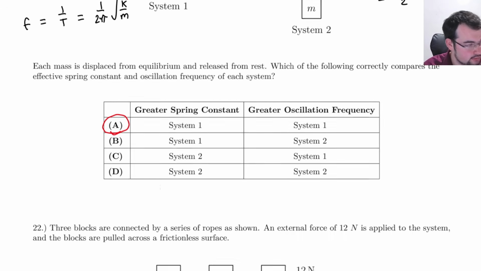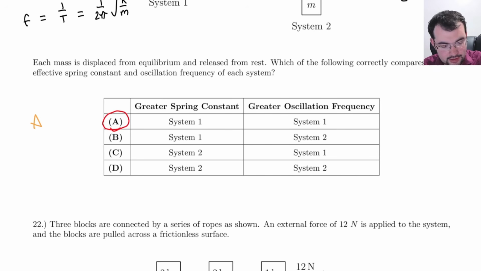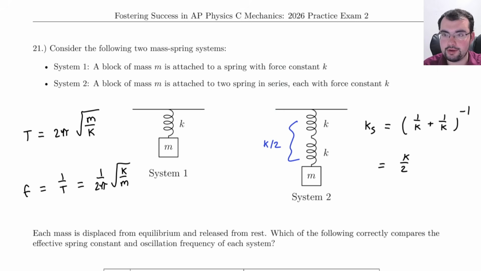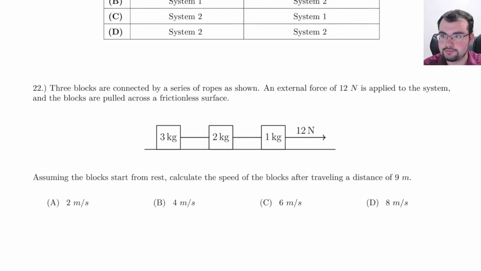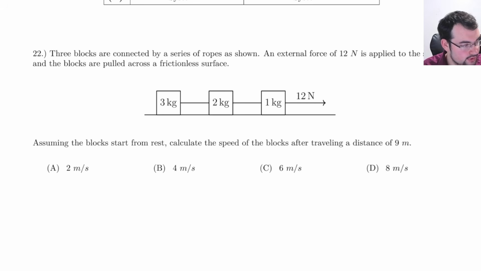Level 2. This is borderline level 3 because of the series rule if you don't know it. 3 blocks are connected by a series of ropes. A 12 Newton force is applied and the blocks are pulled across a frictionless surface. The blocks start from rest. We want to calculate their speed after traveling 9 meters.